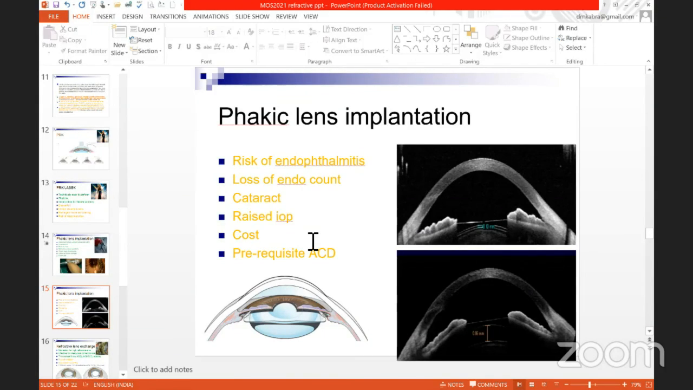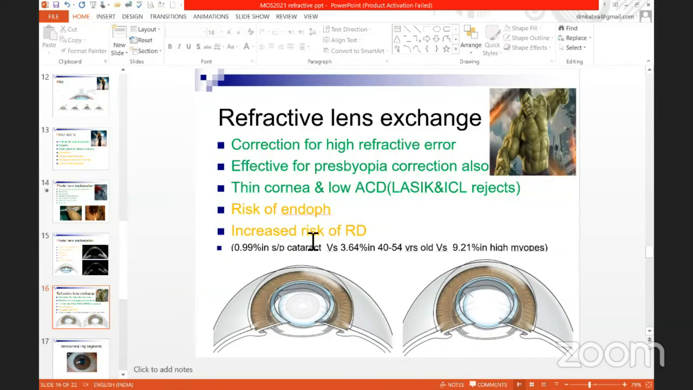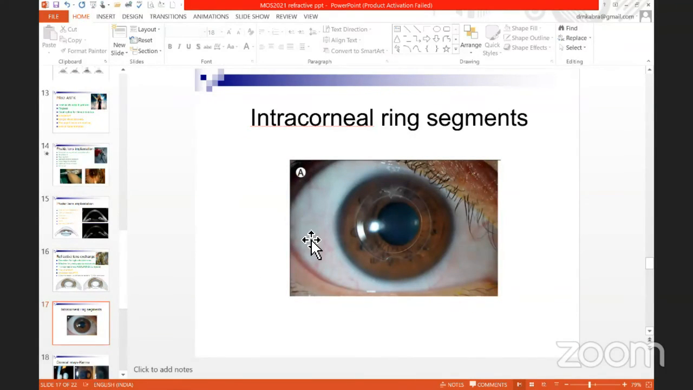Refractive lens exchange, yes. So here comes Hulk. It's really a mighty option, but we have to be very cautious because it comes at the cost of higher risk of retinal detachment, higher risk. So we have to be cautious in selecting the cases, but it can correct really very high refractive errors, LASIK, ICL rejects also, and presbyopia correction can also be done. Other options, these are really less used and very high complication rate.